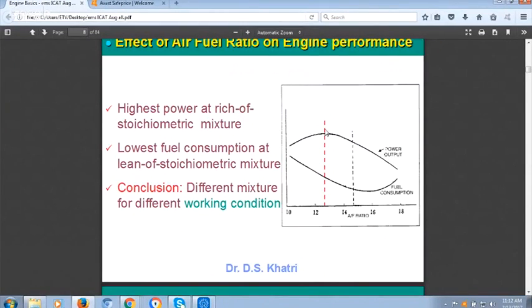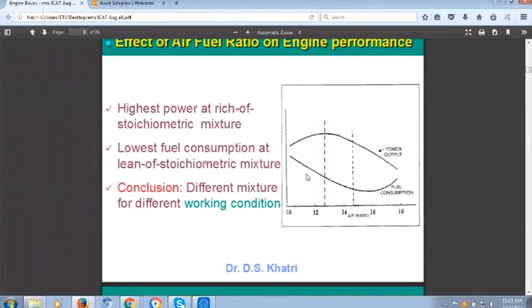This is the power. Now, if I need more power, I have to make the air fuel ratio slightly rich. I have to give slightly more fuel as compared to the air, and I will get more power. But it doesn't mean that if I keep adding more and more fuel, power will keep increasing. It is up to a certain level, and that level is approximately 12.5. At a 12.5 air fuel ratio, I will get maximum power.